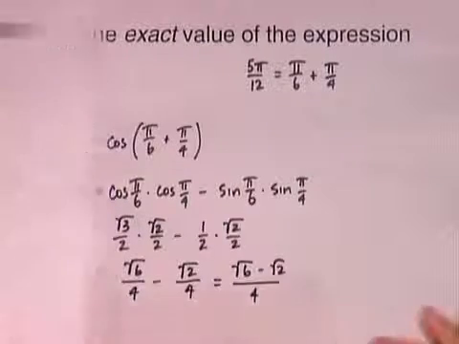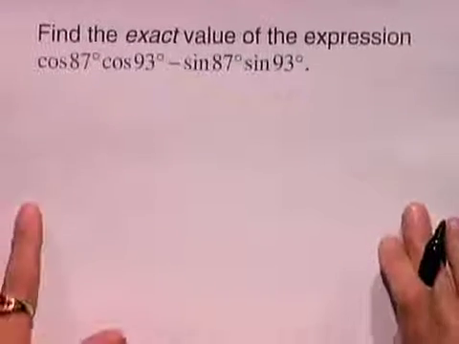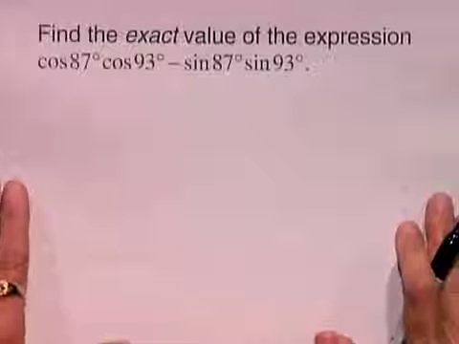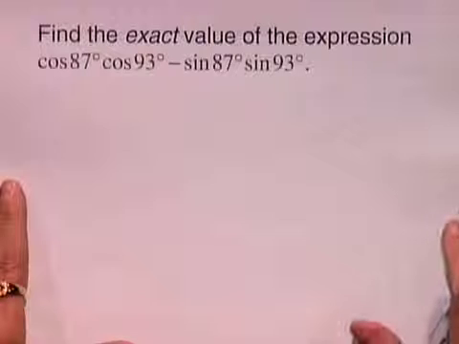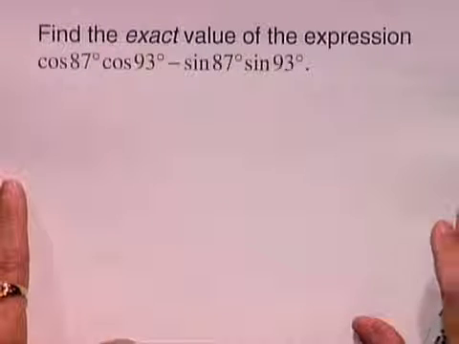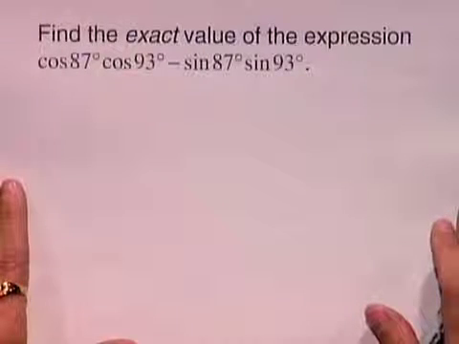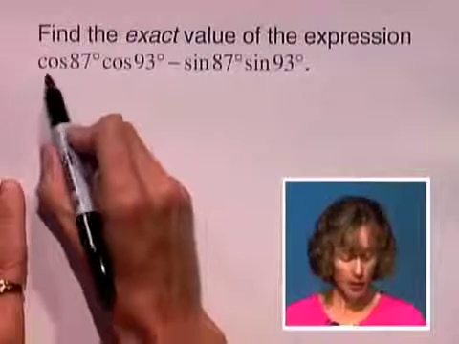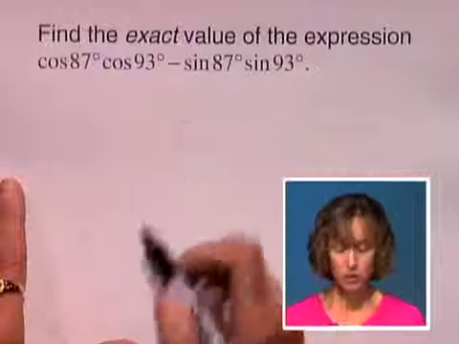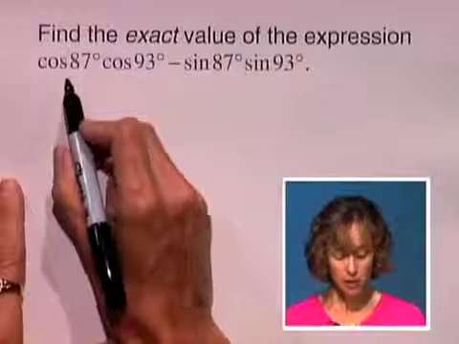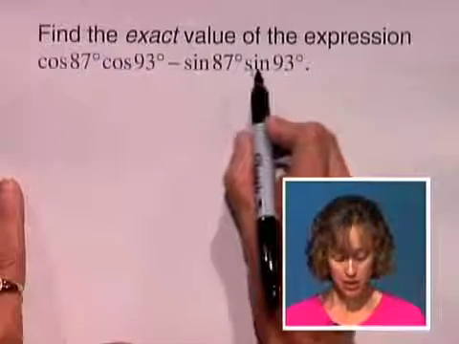Continuing, let's try one more example. Here we want to find the exact value of the expression cosine 87 degrees times cosine 93 degrees minus sine 87 degrees times sine 93 degrees. Well, I don't have an exact value for cosine 87, cosine 93, or either of these sines, but I see that I have cosine, cosine minus sine, sine.